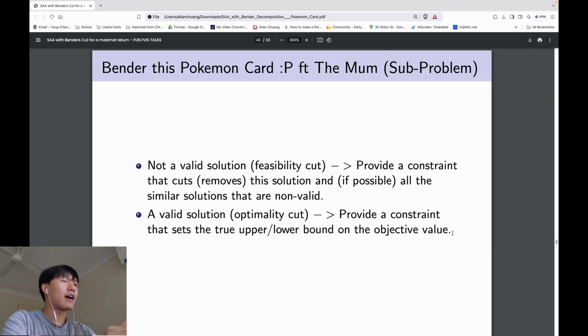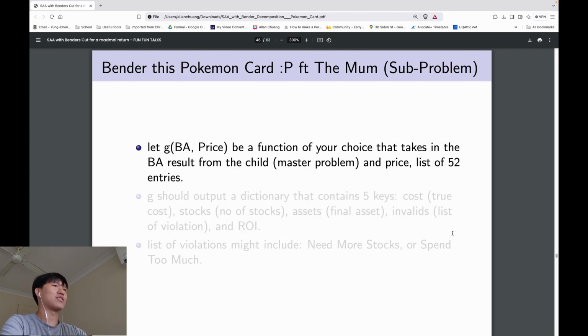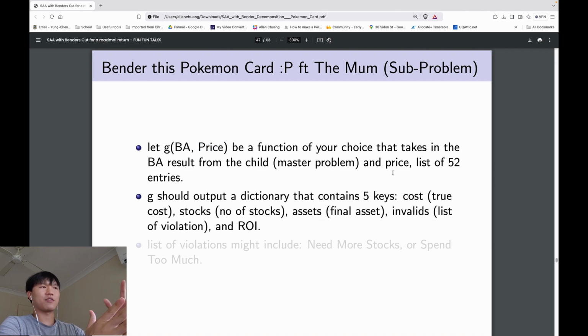So this is all really high level right now, so let's have a look at what actually goes on. To get started, we're going to assume we have function g, where g takes in two variables, BA and price. BA is going to be the solution the child gives to us. Price is just going to be a list of 52 indexes, so it's going to be a single scenario of what could happen to the Pokemon card's price. Right, and so it's going to output something quite complex.